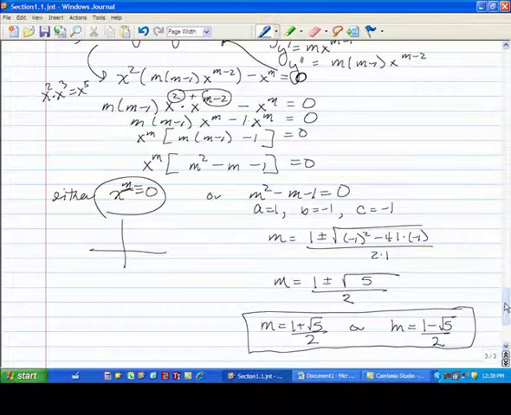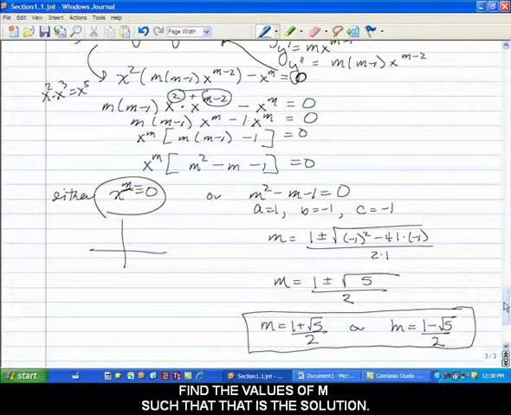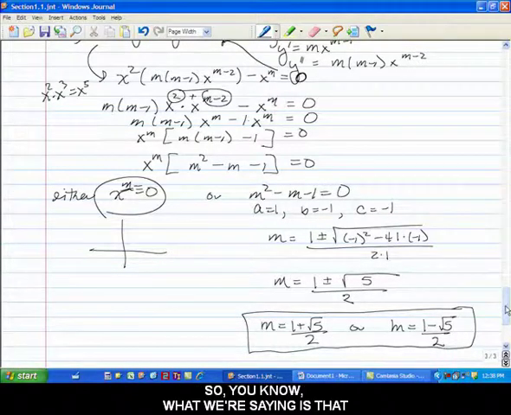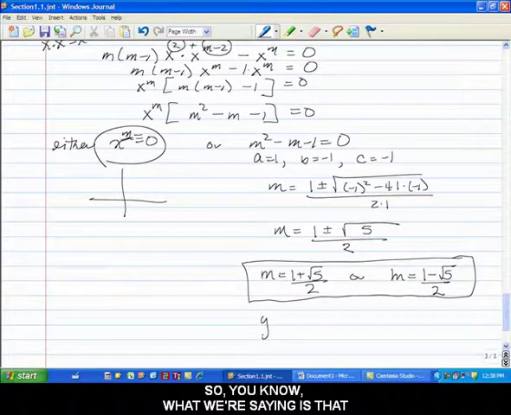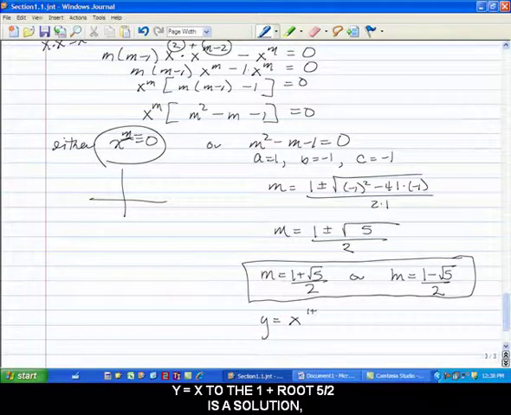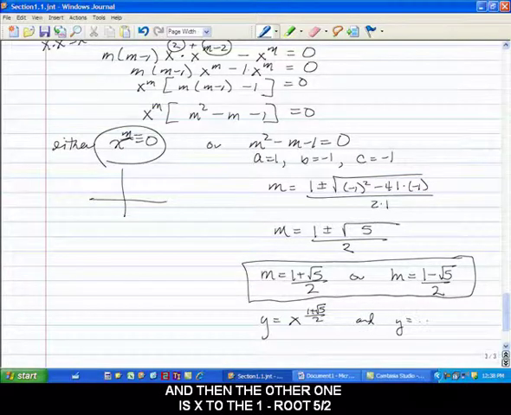Find the values of m such that that is a solution. So what we're saying is that y equal x to the 1 plus root 5 over 2 is a solution. And then the other one, x to the 1 minus root 5 over 2, is another solution.